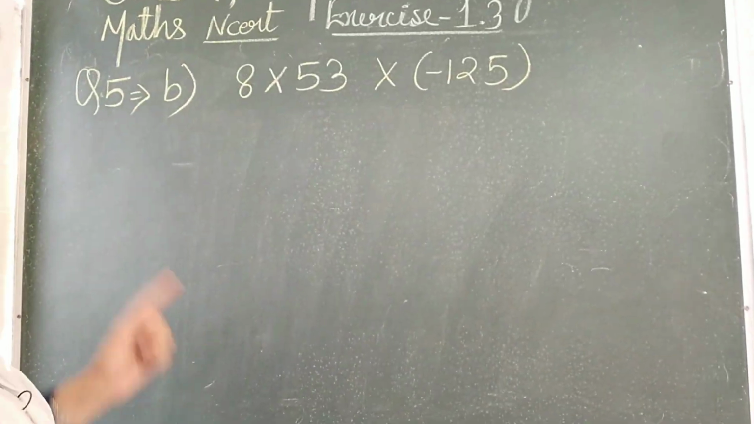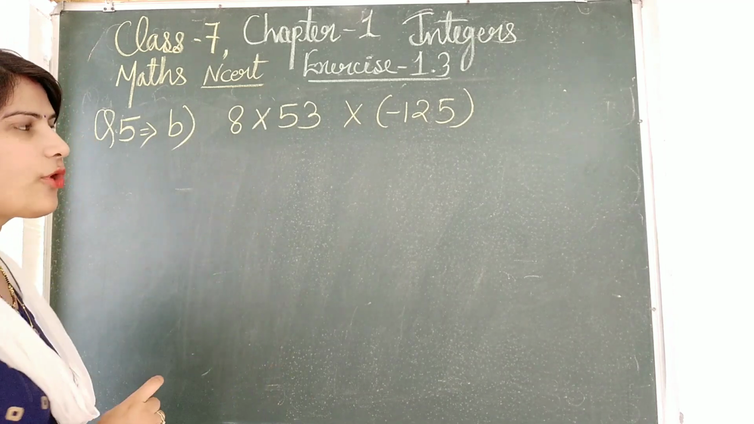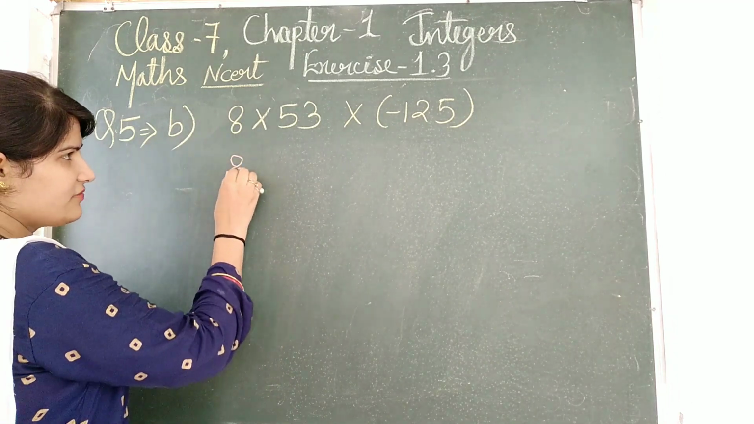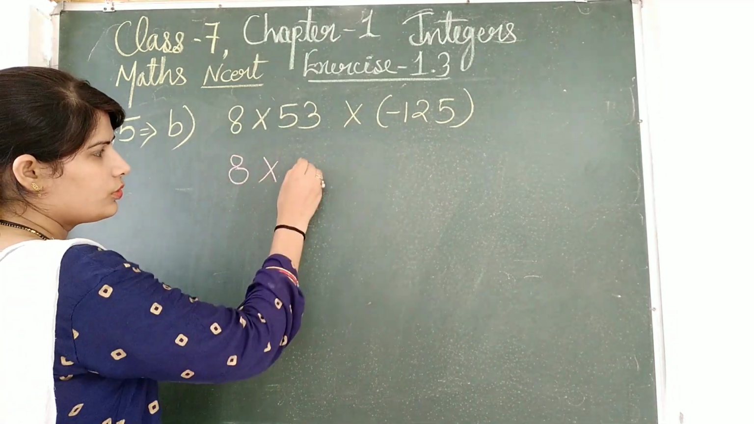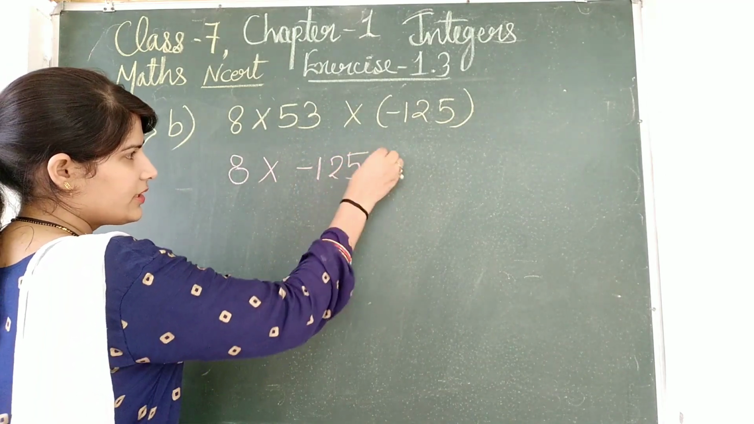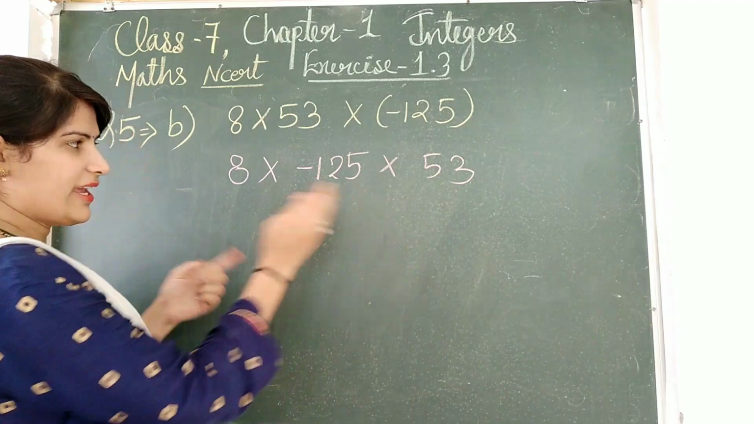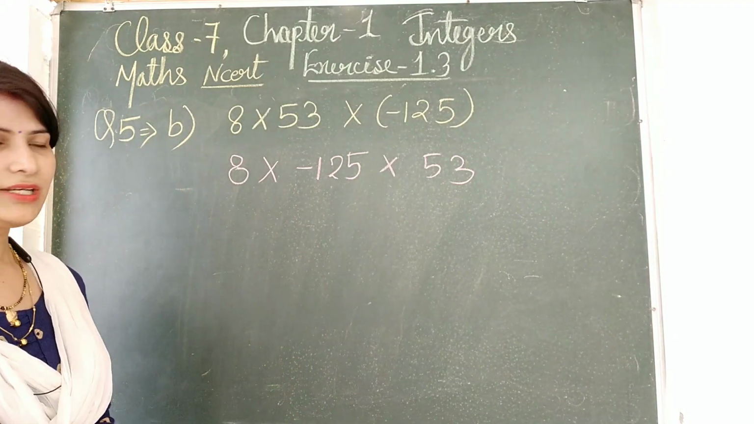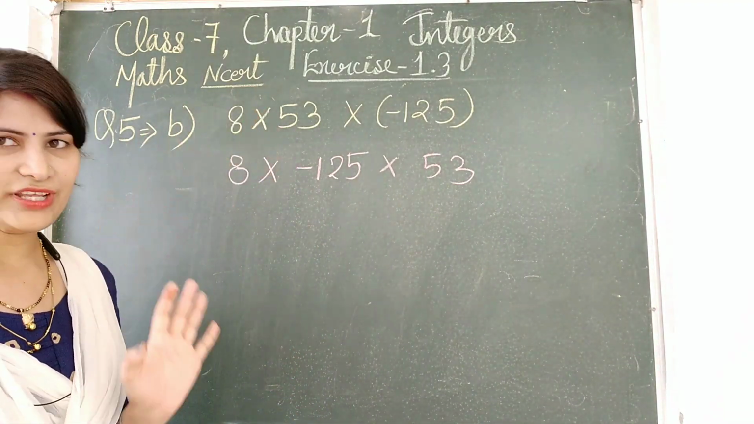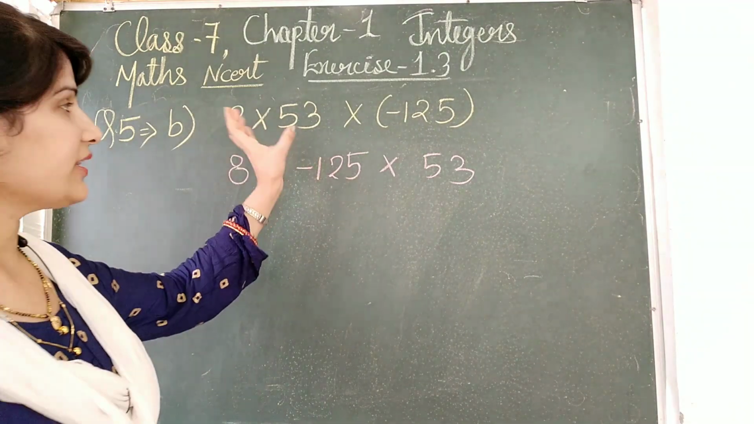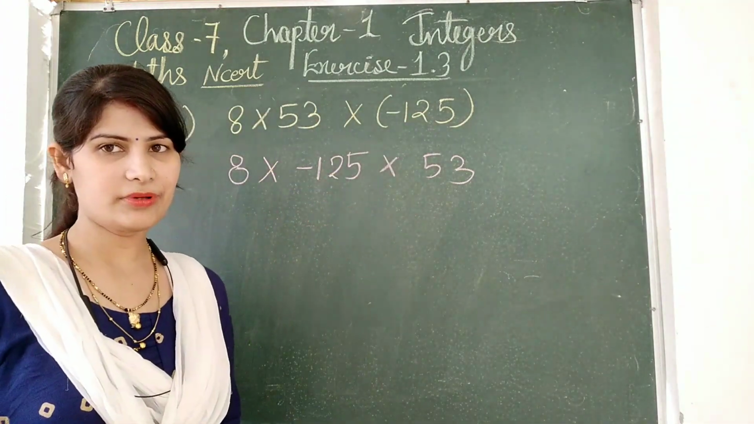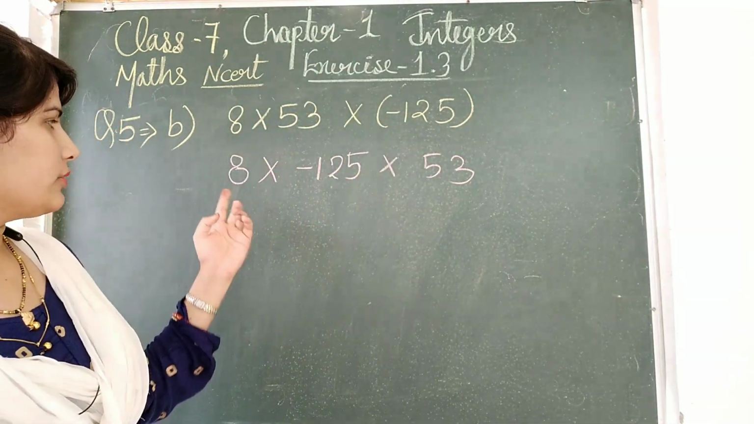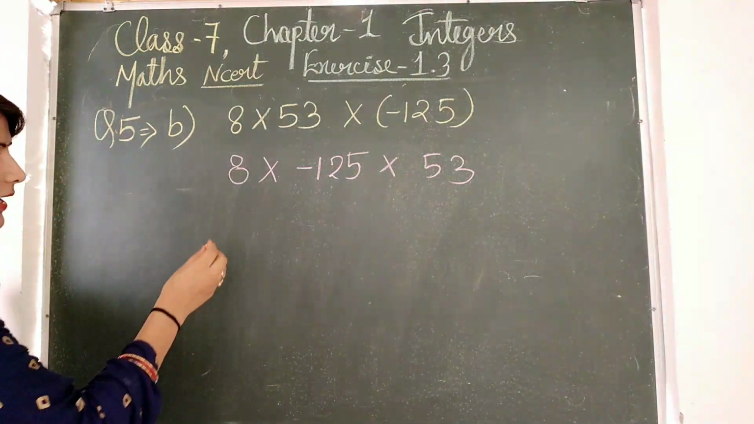It's very easy. Look at question number 5, part B. It is in the form of commutative law. The order will be changed, but the answer will be the same. Into minus 25 into 53. We can change the order. First, it is very suitable to multiply 125 by 8. You can also multiply 8 by 53, but then the answer will be difficult to multiply. So take the smaller one and the greater one first. Now multiply these numbers.